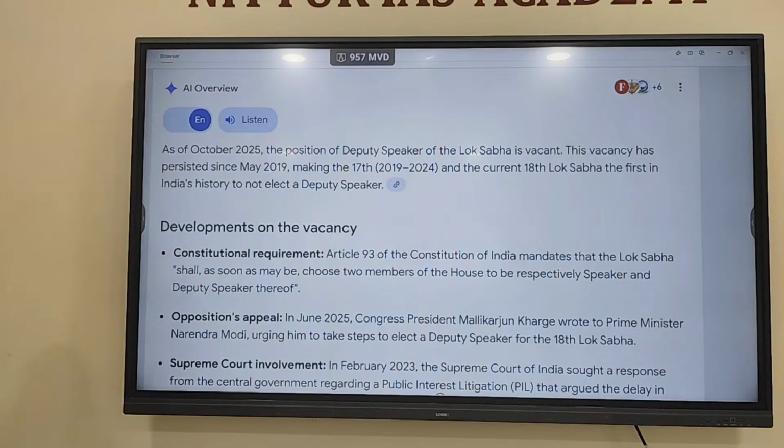Who was the first woman speaker of Lok Sabha? Woman speaker. Just Google. First woman speaker of Lok Sabha. First speaker was G.V. Malvankar. First speaker was G.V. Malvankar, and just search who was the first woman speaker of Lok Sabha. Meira Kumar.